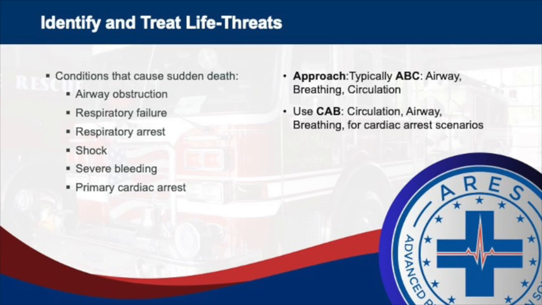There are exceptions to the ABC order. For example, in cases of cardiac arrest, it's often more appropriate to reverse the sequence to circulation, airway, and breathing, CAB. If a patient is pulseless and unresponsive, chest compressions come first to restore circulation, followed by securing the airway and providing ventilations. Always remember, identifying and treating life threats isn't just about following a checklist. It's about recognizing what's killing your patient right now and intervening in a way that makes the biggest impact. Your ability to act decisively in this phase can mean the difference between life and death.